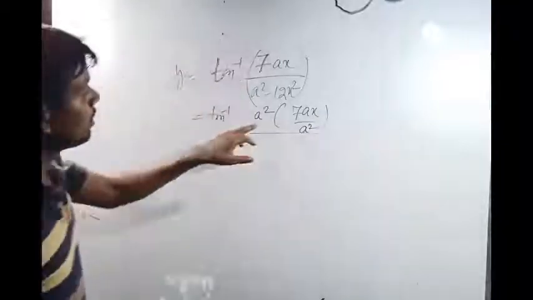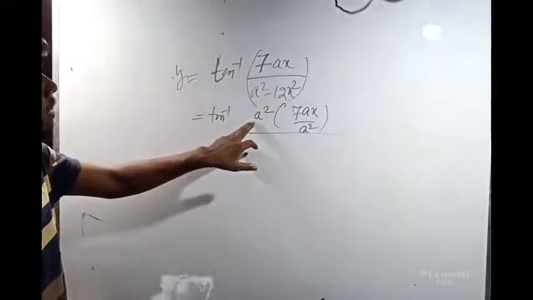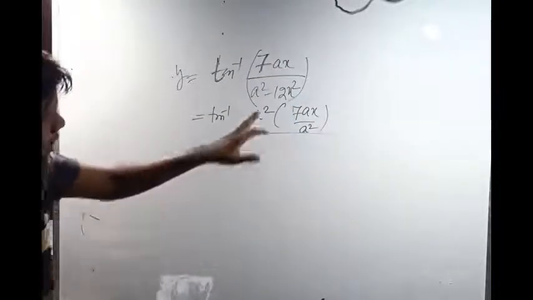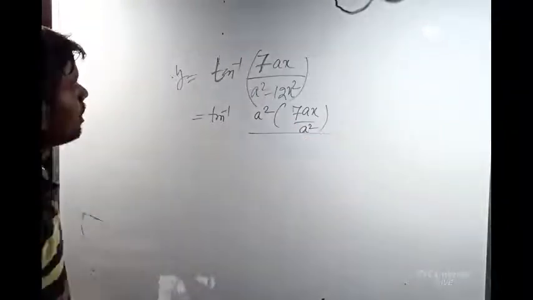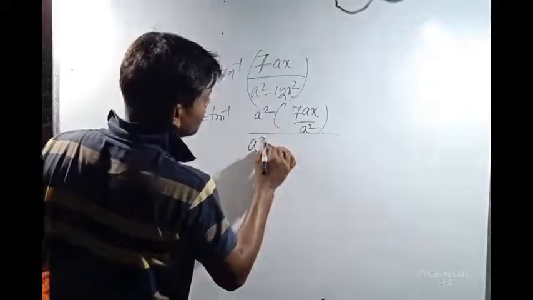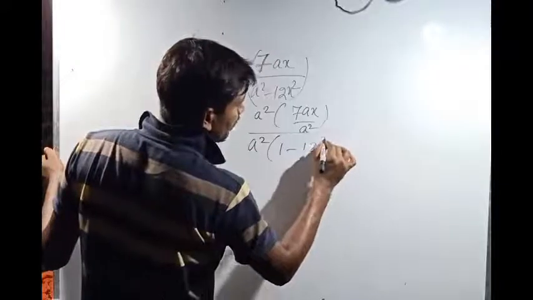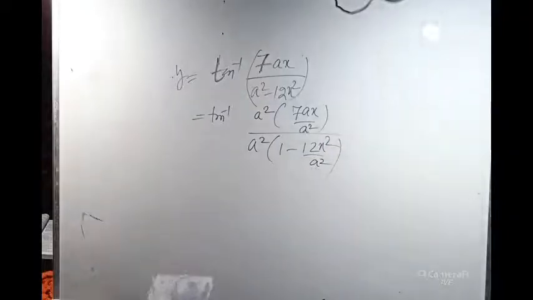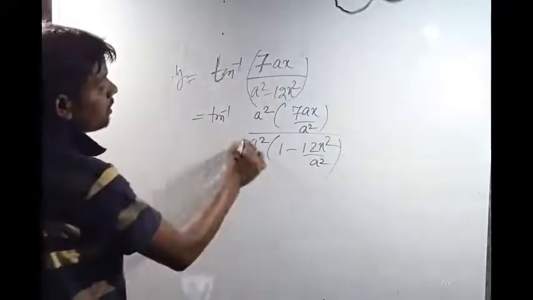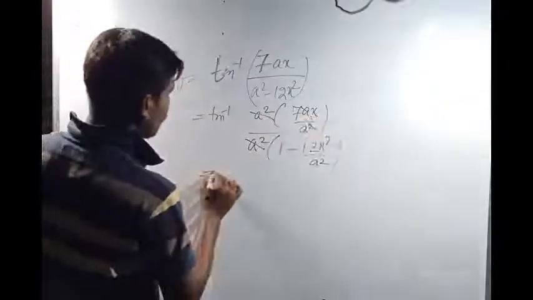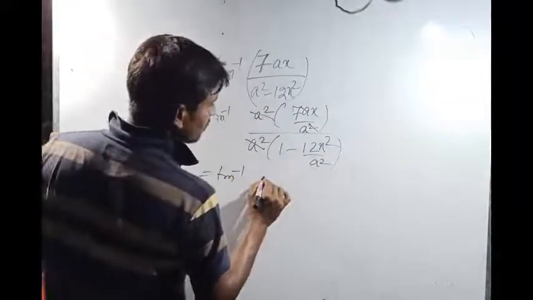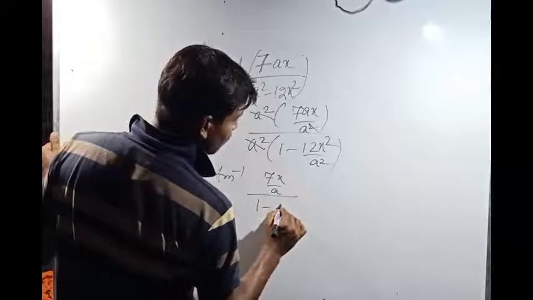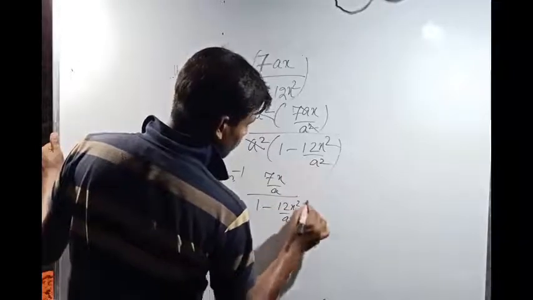Any doubt? Here a square is multiplied with 7ax and also divided, and x square is multiplied and divided also. Now here we take x square as common, and this is 1 minus 12x square by a square. Okay, any doubt? Then this x square is cancelled and this a is cancelled. Now we have tan inverse of 7x by a divided by 1 minus 12x square by a square.